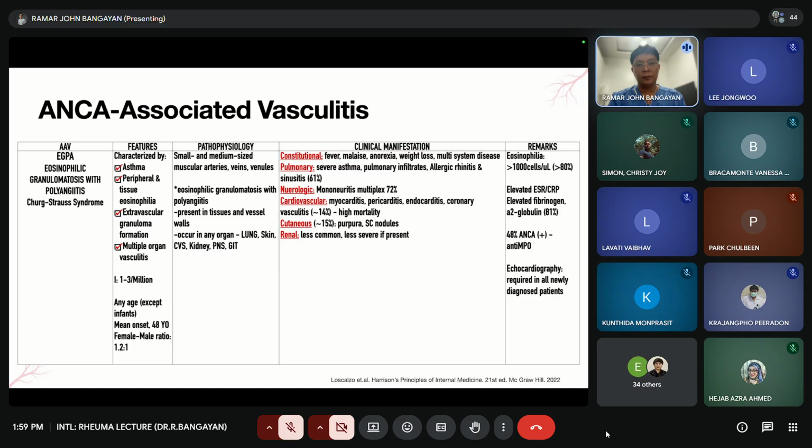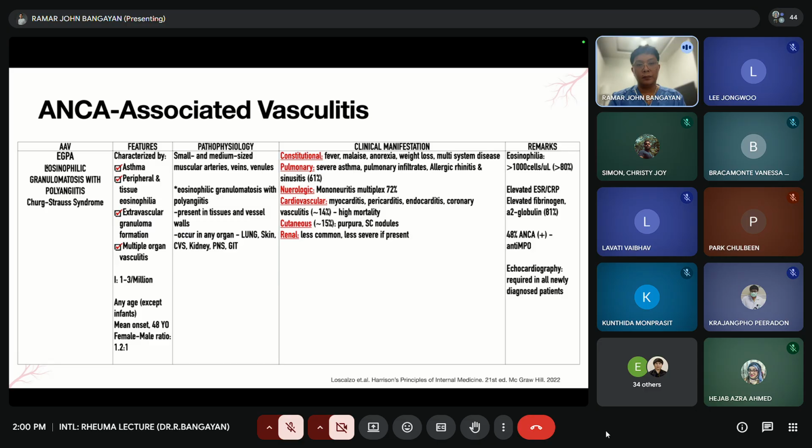EGPA is the third installment for ANCA-associated vasculitis. Okay, it's called eosinophilic granulomatosis with polyangiitis. It was otherwise known as Churg-Strauss syndrome. Okay, but it is widely known as EGPA right now. So for the sake of literature review, it's called Churg-Strauss, but we use EGPA. And it's very easy to differentiate from MPA and GPA.